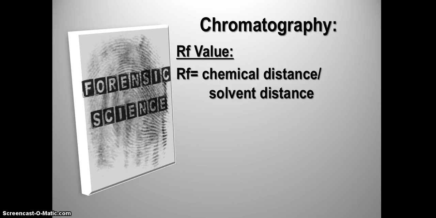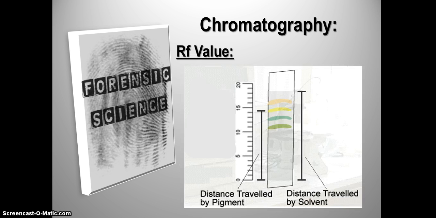One of the things you have to know how to do in chromatography is calculate RF values, because samples look a little different, but their RF values will be in the same range. The RF value is the chemical distance, in other words the distance the chemical travels up the paper, over the solvent distance, which is the distance the solvent travels. In our case the solvent is going to be simple alcohol. The chemical will never travel farther than its solvent, so the RF value will always be less than 1.